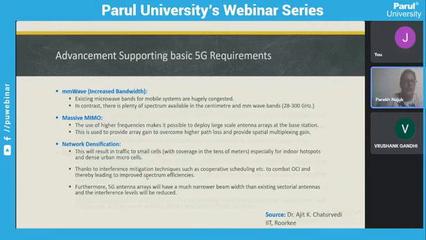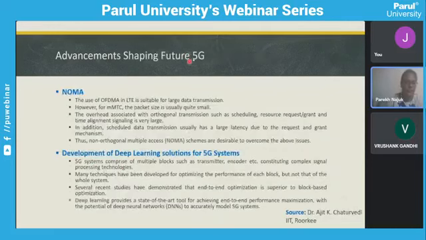Now, how can it shape the future 5G? What are the advancements which shape the future 5G? One of them is NOMA, the non-orthogonal multiple access. Another advancement is deep learning solutions, which require deep neural networks. And NOMA uses non-orthogonal channels, so that you can accommodate more and more users in one cell.